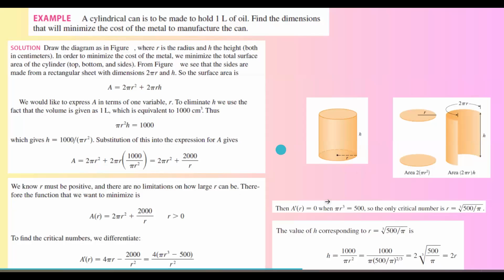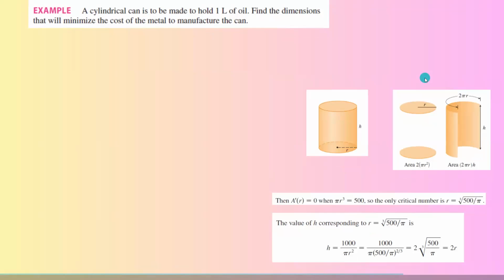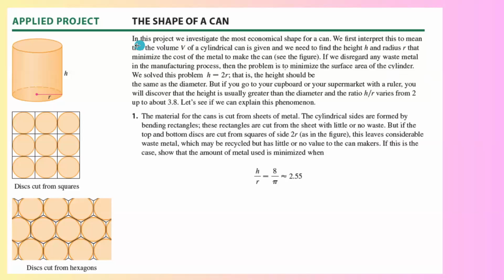Now that we solved this problem, we're going to make a project out of it. In this project, we investigate the most economical shape for a can. We first interpret this to mean that the volume V of a cylindrical can is given, and we need to find the height and radius that minimizes the cost of the metal to make the can. If we disregard any waste metal in this process, then the problem is minimizing the surface area of a cylinder.